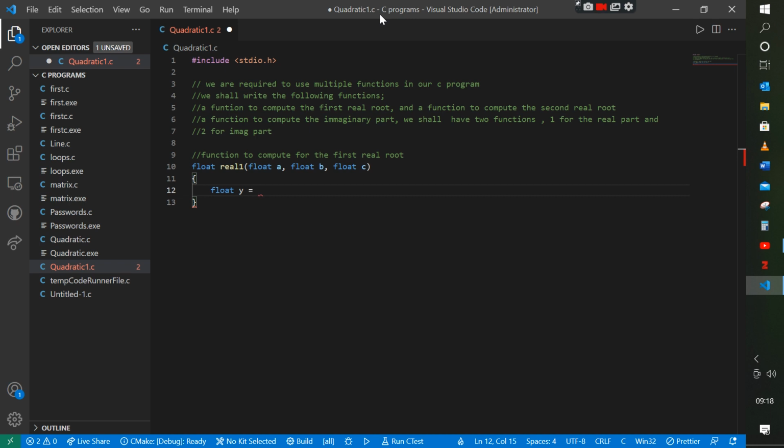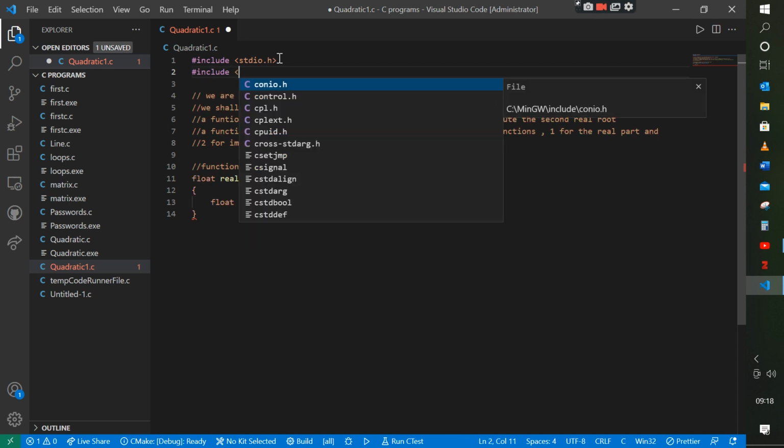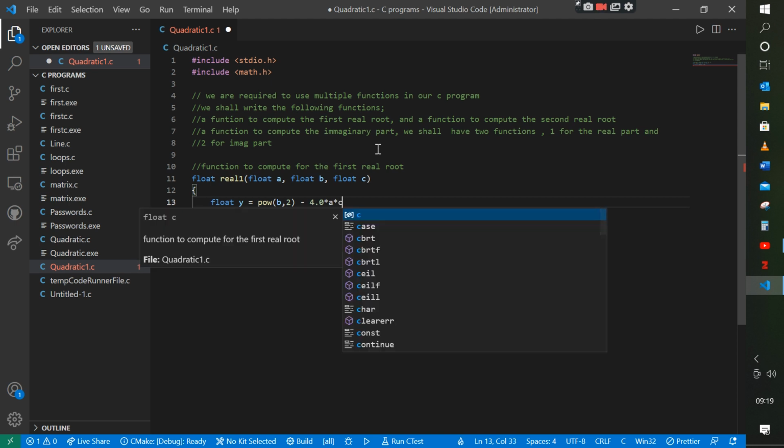Now we shall have something here, y, that is the same as b squared. You can simply write b squared using pow, but we shall need a library called math.h, which contains functions like pow, which means power. So we shall have pow(b, 2), which means b squared. If it was b cubed, it would be pow(b, 3). So we have b squared minus 4ac. 4.0 is a floating value, it has to match with y, which is float. 4ac, we terminate.